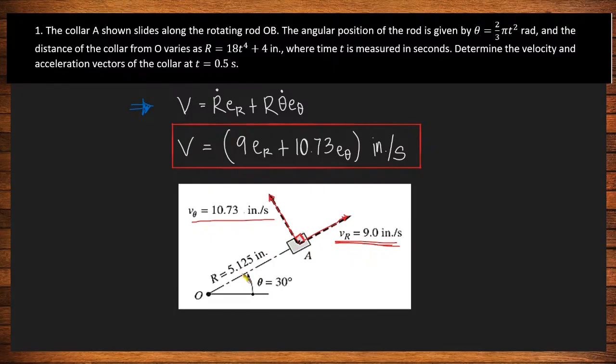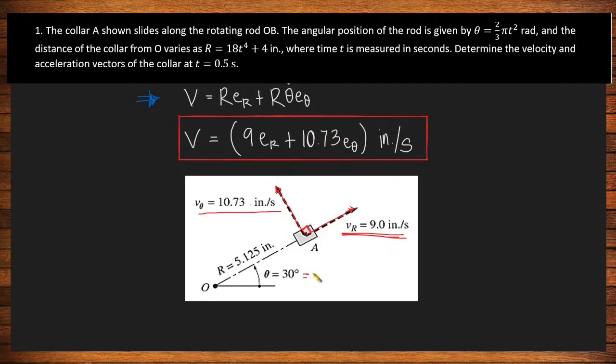At t equal to 0.5 seconds, ito yung position ng particle natin. So yung r component or yung length ng radial line natin, that is 5.125 inches. And then yung polar angle naman natin, that is equal to 30 degrees. Okay, so equal din yan sa 0.5236 radians. And then, papunta naman dito yung magnitude ng velocity natin.